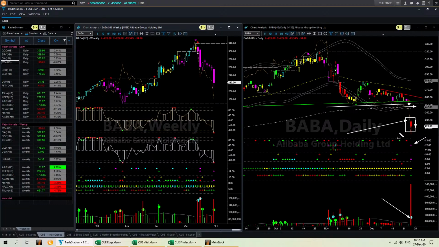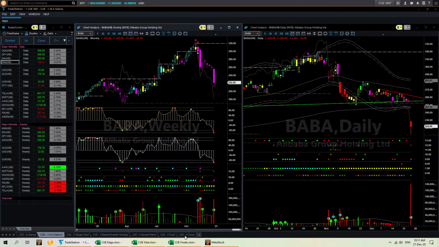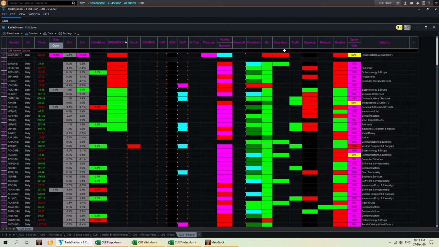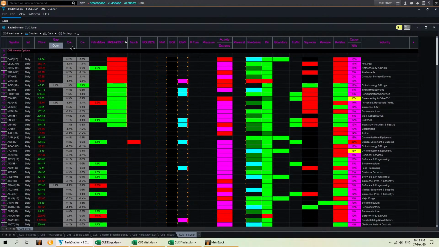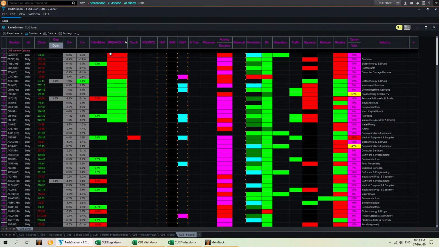So even before I opened the chart, I could read all the signals from sonar, and as I mentioned earlier, when I saw it was already below the lower boundary, I had less interest in this, so I could delete it, and then I could look for the bearish breakouts. One of them is at the upper boundary. Let's look at that, EWG.